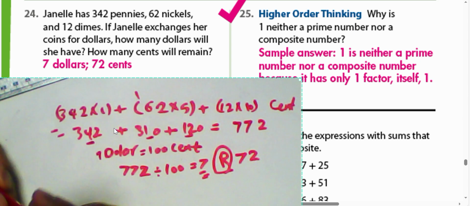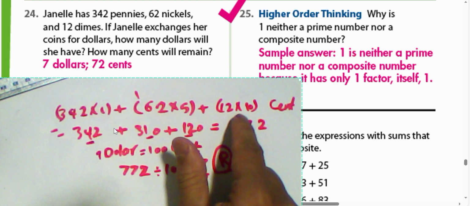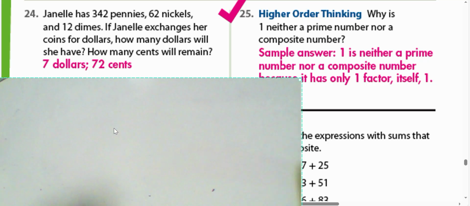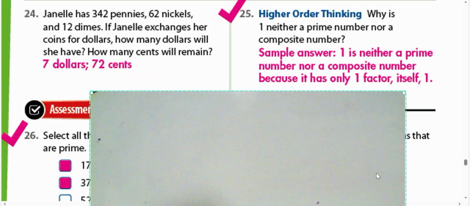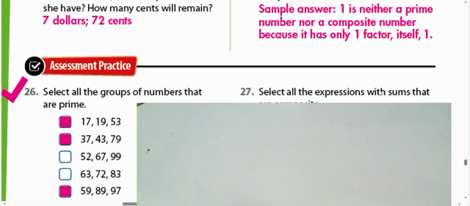Okay, the first number multiplied by 1, the second times 5, and the third times 10. And then add the answers and divide by 100, because $1 equals 100 cents. Higher order thinking. Why is 1 neither a prime number nor composite? We know 1 can be divided by itself only. Then 1 is neither prime nor composite because it has only one factor, itself, 1.